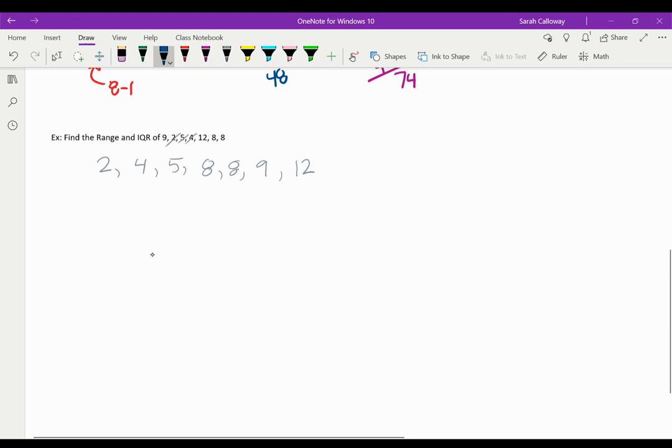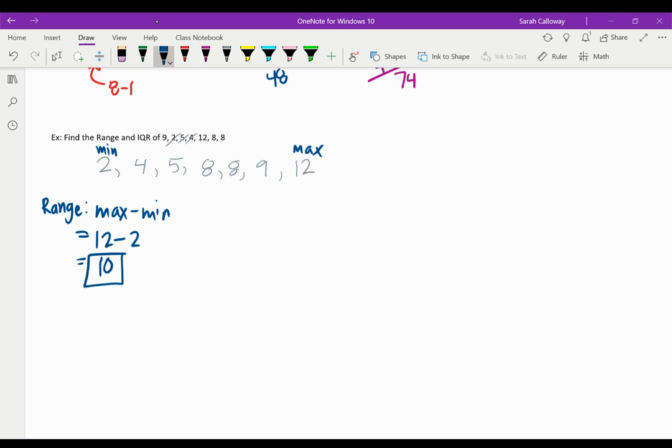Remember that in order to find the range, I'm going to do the max minus the min. So my minimum is 2 and my maximum is 12. So that means my range is 10.